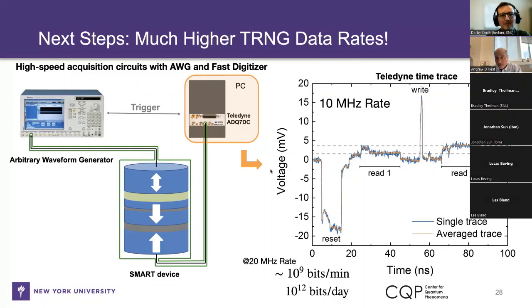This is an example of a 10 megahertz acquisition. We reset, we read. This is to verify. We write the 1 nanosecond pulse, and we read. And then we use this.